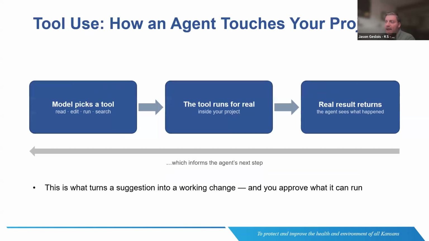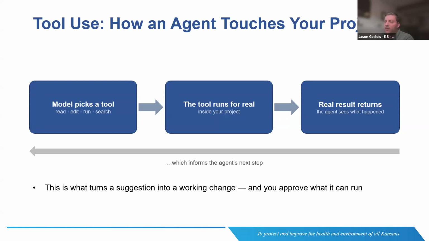I'll explain a bit more about the act and observe steps because this is where tool use comes in. An AI tool is simply an action that the agent is allowed to take beyond just producing text. For example, reading a file, editing a file, running R itself, launching the app, or searching across the code base. The way it works is that the model decides which tool it wants to use and with what input, the tool runs for real, and then the model gets back the real result. So instead of guessing what your data looks like, you can actually open the file and check. That turns a suggestion into a working change.